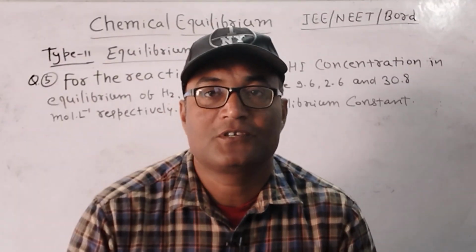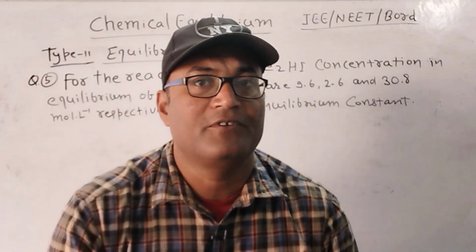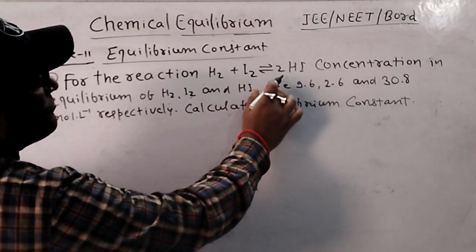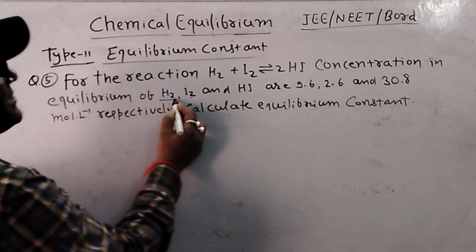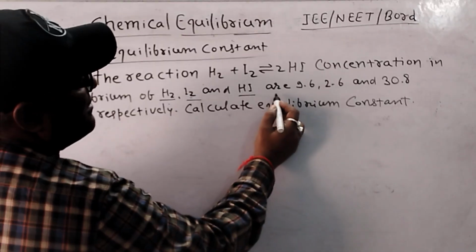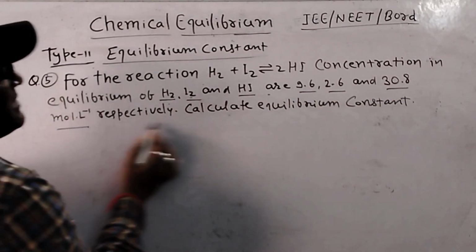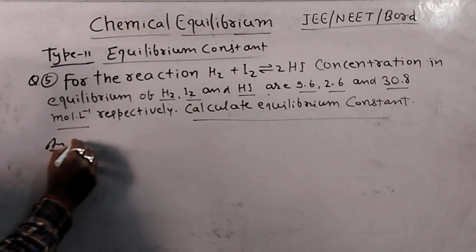Now I am going to solve question number 5. This question is based on calculation of equilibrium constant. So watch my video carefully. According to this question, for the reaction H2 plus I2 gives 2HI, 2 mole of HI is formed. Concentrations in equilibrium of H2, I2 and HI are respectively 9.6, 2.6 and 3.8 mole per liter. Calculate the equilibrium constant.